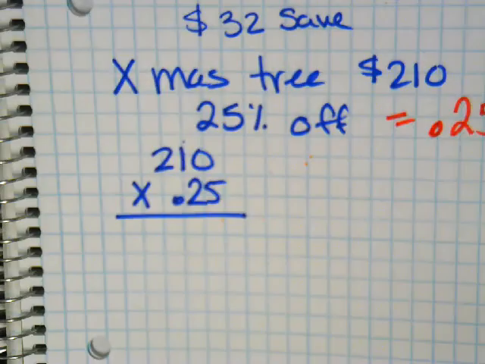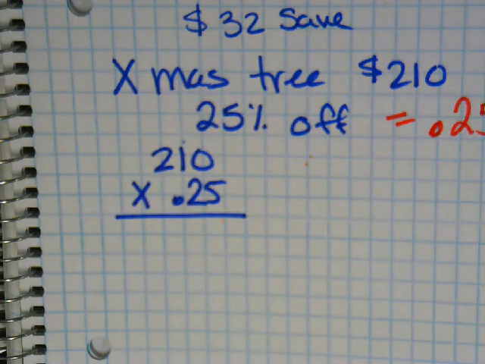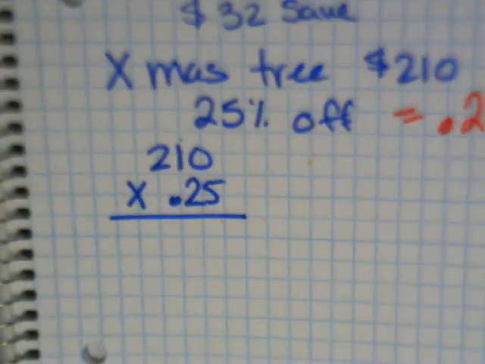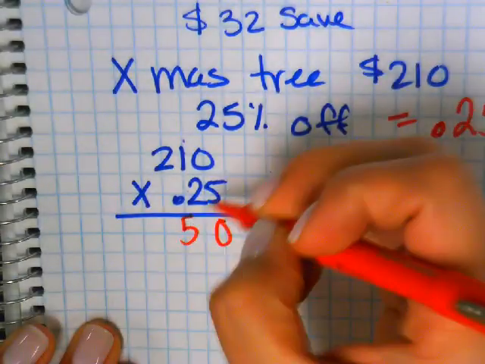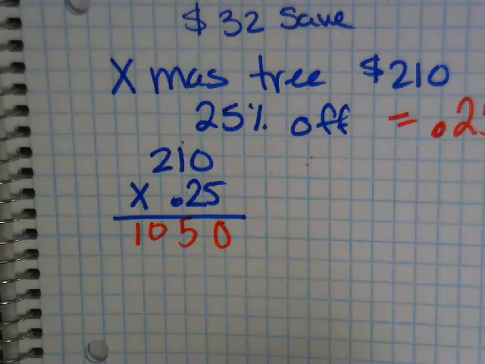So, let's set up our math problem. Okay, 5 times 0 is 0. 5 times 1 is 5. 5 times 2 is 10. So your first line should say 1050. Yep, that's right. Okay, then I'm done with the 5.